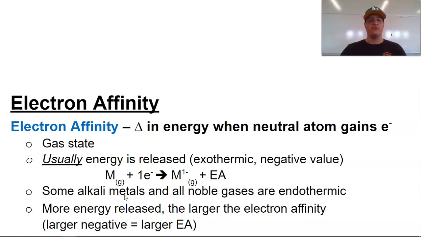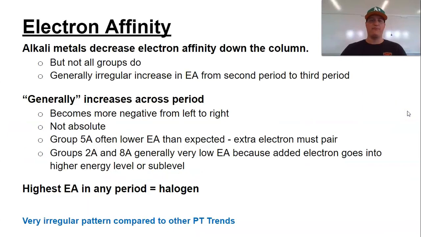We talk about the nonmetals. The more energy released, the larger the electron affinity. So the larger negative number, the larger electron affinity. Sometimes students get that mixed up.